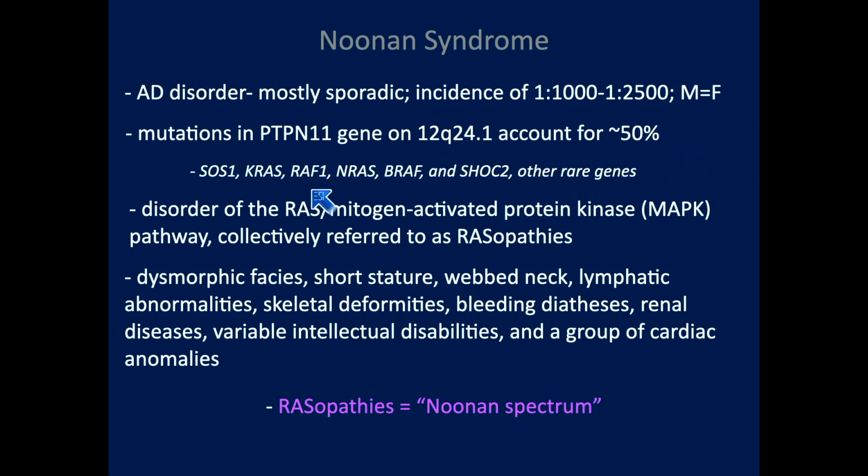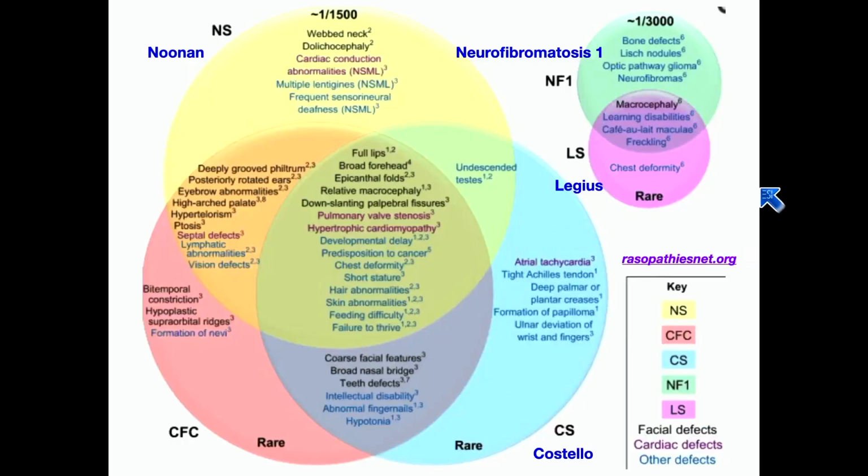But there's a whole host of other ones that are within that RASopathy spectrum, now put into RASopathy panels by genetic testing companies. And as I said, this is a disorder of the RAS mitogen-activated protein kinase pathway, collectively referred to as RASopathies. And there's a whole host of typical features that overlap many of those phenotypes. So dysmorphic facies, short stature, web neck, etc. I'll leave this for you to read.